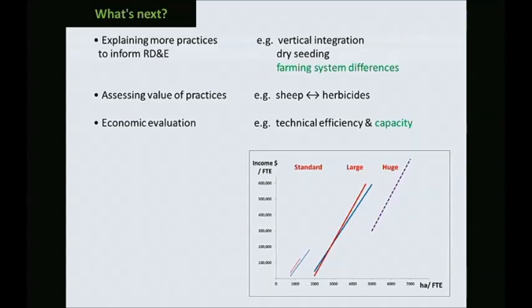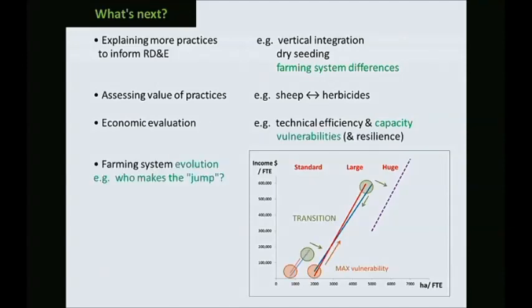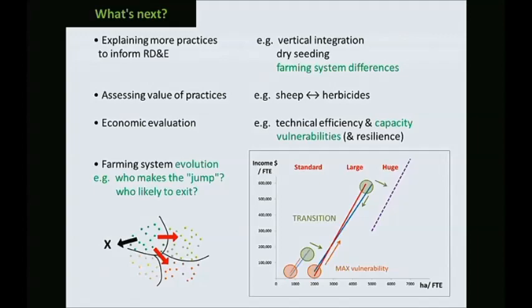Here with the standard, large, and huge farms, and the bars, depending if it's a cropping or a mixed farmer. Incidentally, you can see there is not much difference, actually. So depending on how much money they make with how many hectares per person, pretty much. And that can be used to identify who is likely to transition from one system to another, and who is particularly vulnerable simply because they don't make enough money to withstand the variability in seasonal conditions. Who is likely to exit the industry and who is likely to grow.